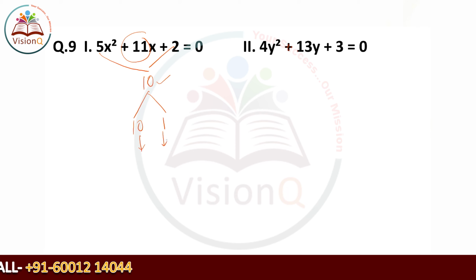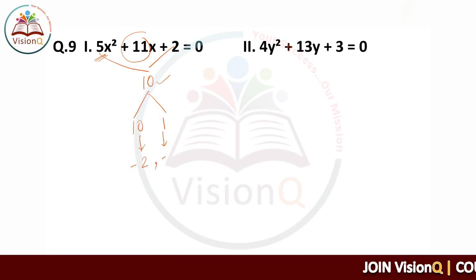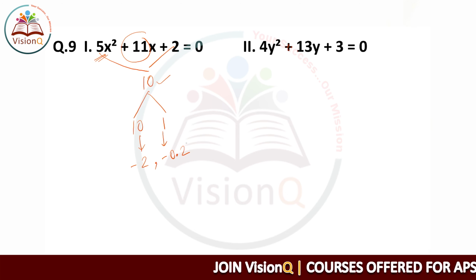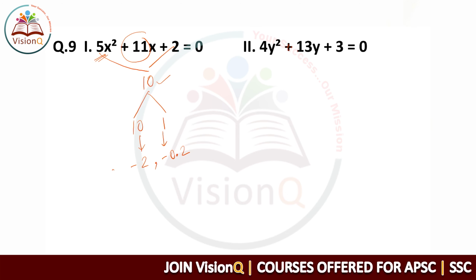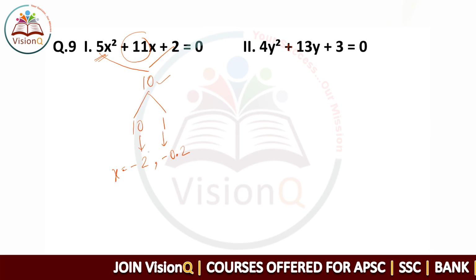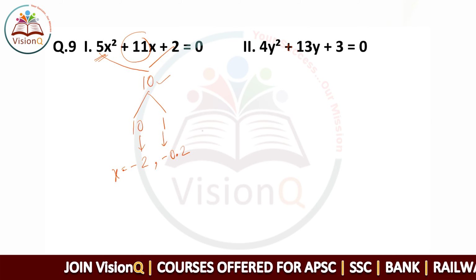Next step is to divide by A and change the sign. So A is 5 here. If I divide 10 by 5, it becomes minus 2. And if I divide 1 by 5, it is minus 0.2. I have changed the sign also because in the last step I have to divide by A and change the sign. So these are the values of x: minus 2 and minus 0.2.